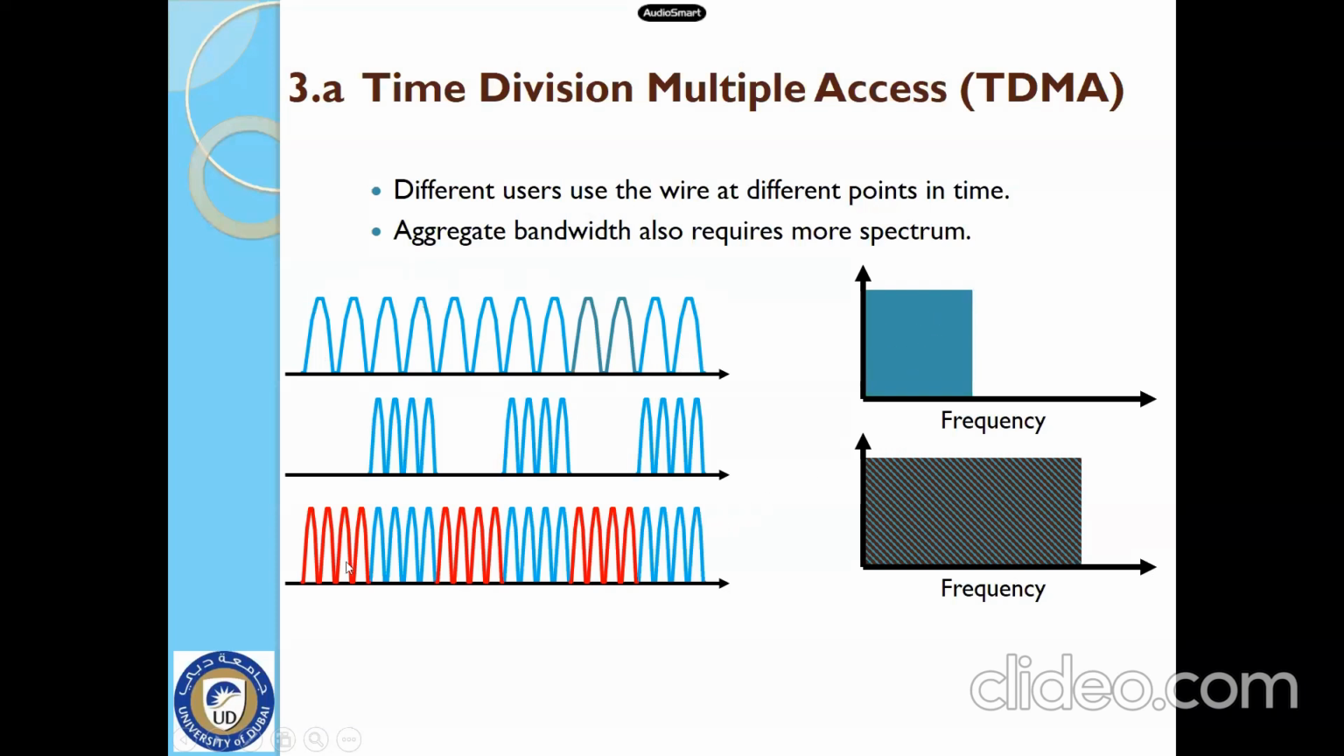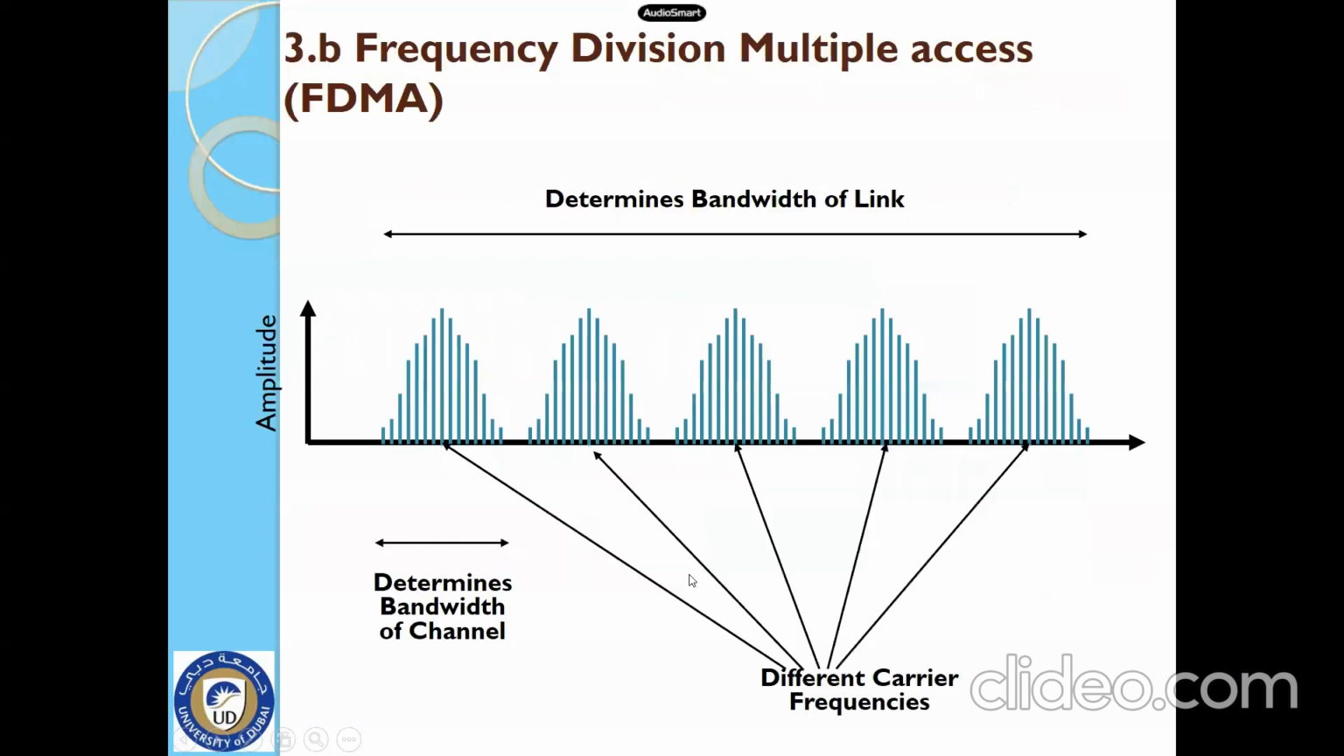But if you are doing time division multiple access, you will need a higher frequency signal because you are sending from multiple sources. So that is time division multiple access.